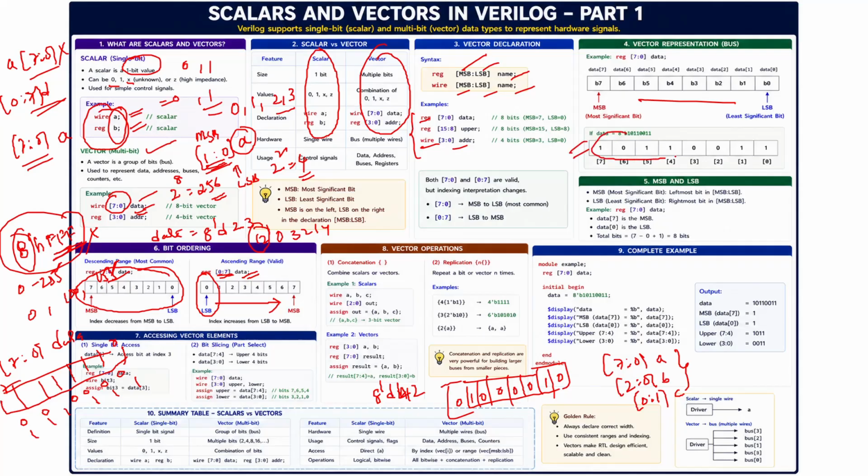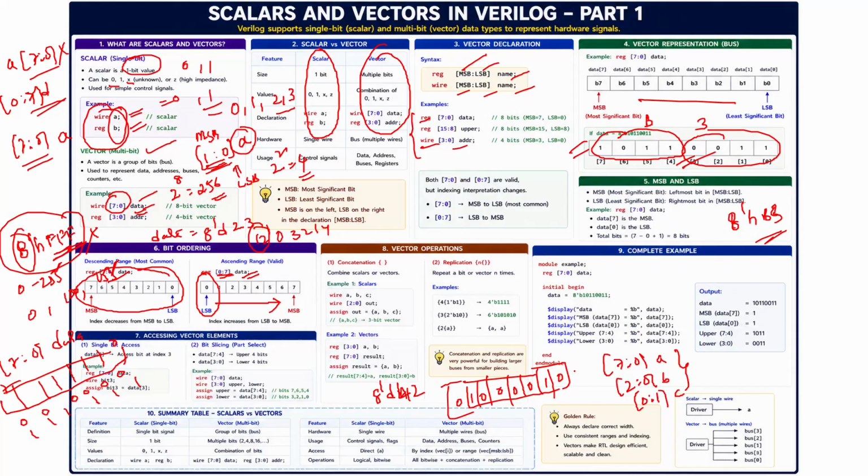So what is the value here? 1011 means 11, and 11 means B. And then 0011 means 3. So B3 hexadecimal value, suppose 8 tick hexadecimal B3 I want to represent. In this way we can write the values.